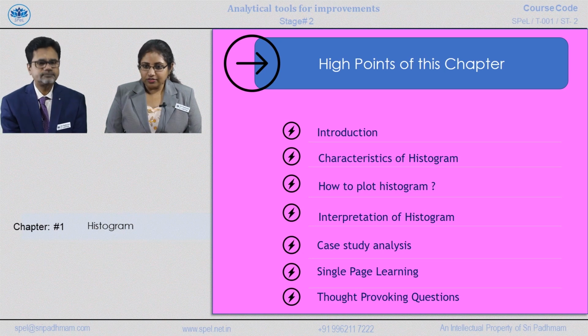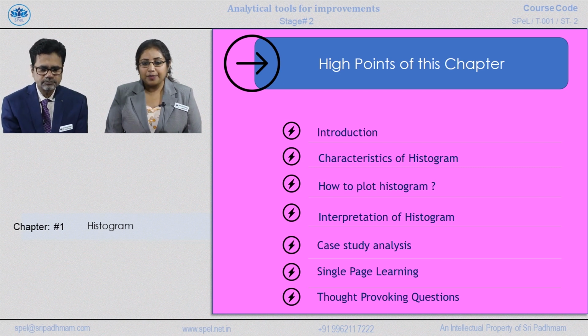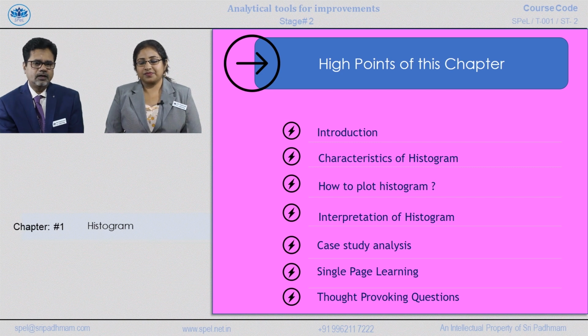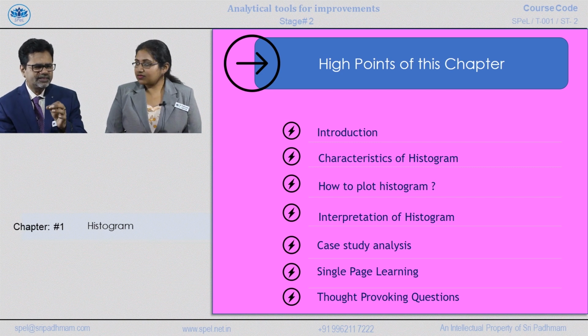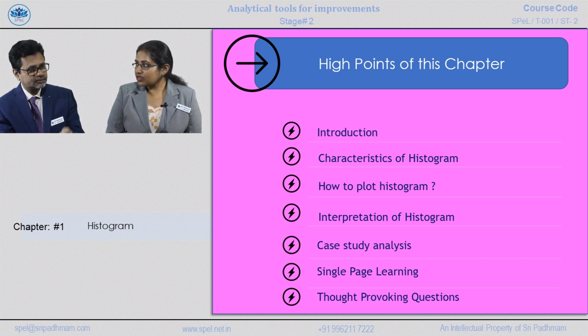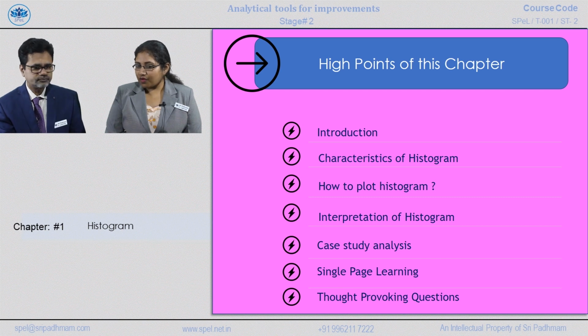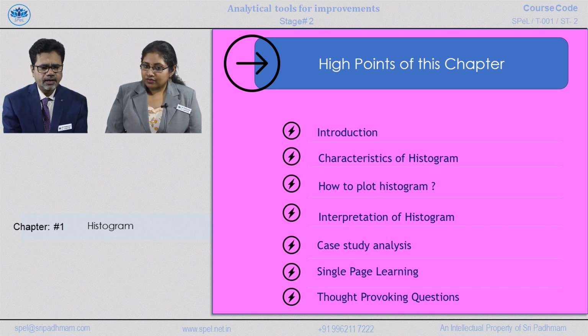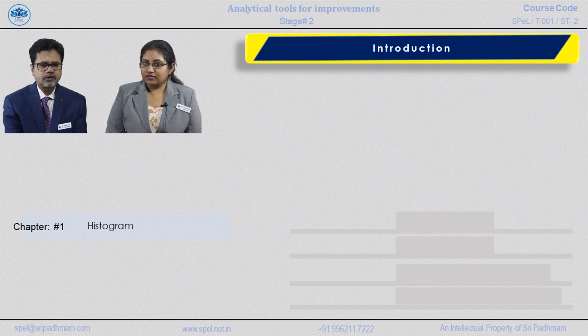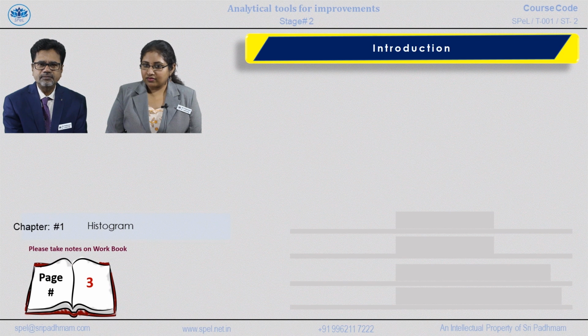High points of this chapter: introduction, characteristics of histogram, how to plot histogram, interpretation of histogram, case study analysis, single page learning, and thought-provoking questions. How to plot histogram, even with Excel one can do. But interpretation of histogram is the job of the manager and an engineer. That is very important, and we are going to handle both. First, the introduction. Dear learners, please don't miss taking notes. Take as much as possible, which will help you in the long run.